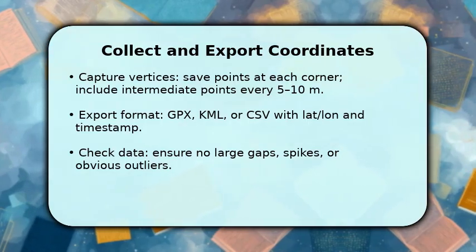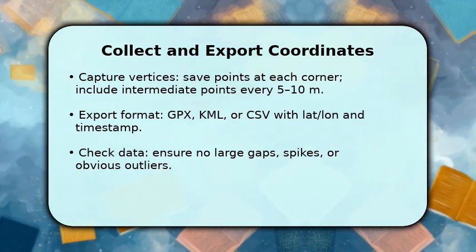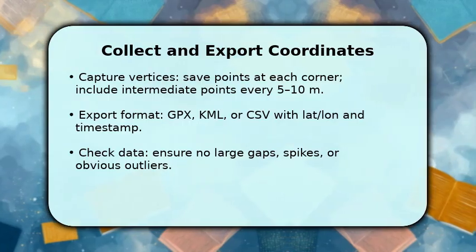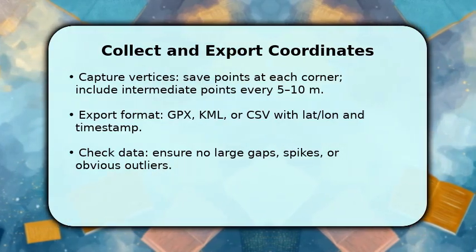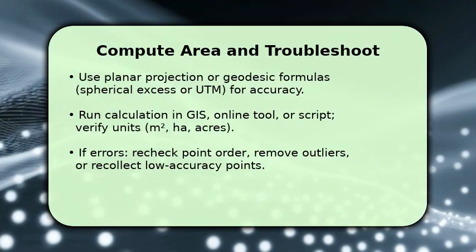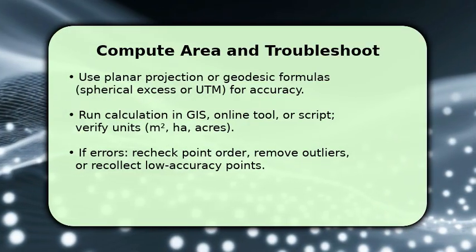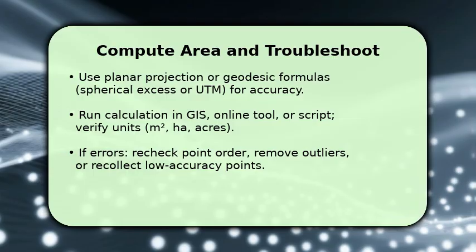Then, reorder points if needed so the polygon is closed, and vertices proceed in sequence around the perimeter. You finish by converting lat/lon to a suitable projection, UTM or local planar, so distance and area math are accurate. Alternatively, use geodesic formulas that handle lat/lon directly.